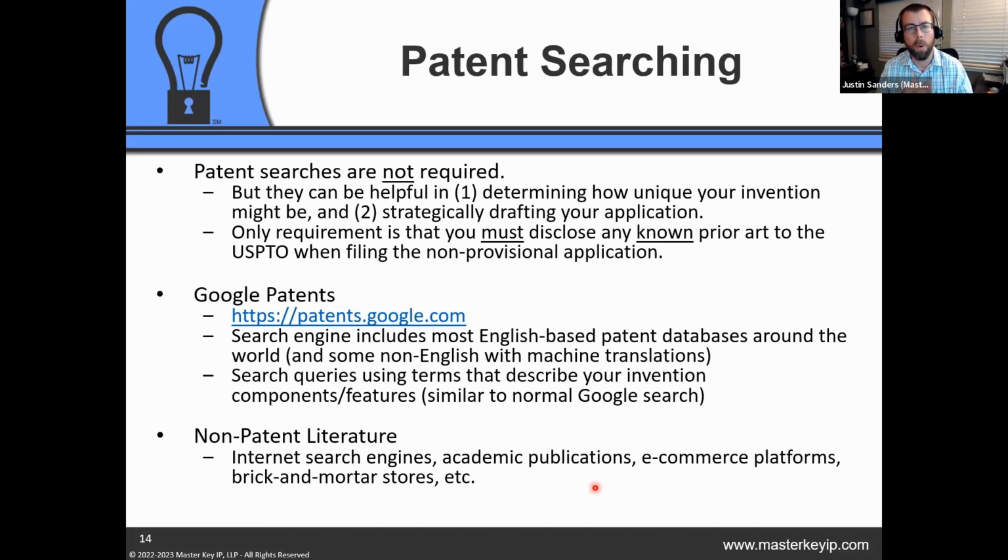And that's also a point where you can bring in an attorney to look at your results and help you come to that determination, whether it's something that's potentially patentable or not. And then in addition to the patent literature, there's also non-patent literature sources.